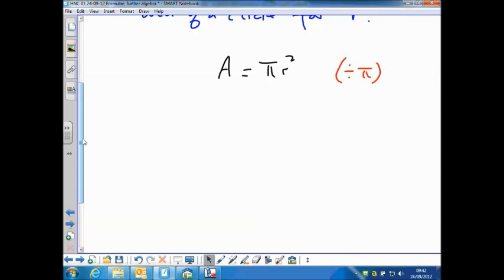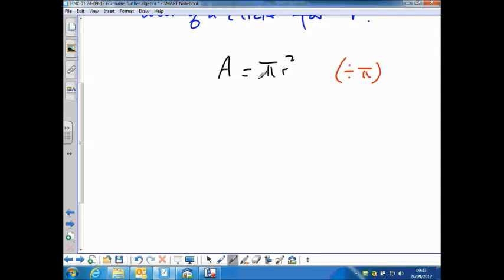Because if I divide this side by pi, the pis cancel. I'm left just with the r squared. That's what we're doing. But if I divide this side by pi to get rid of it, what must I do to the other side? The same. And that's the key thing to remember. I can do anything to a formula so long as I do the same thing to both sides. It can't be wrong. It's not necessarily useful, but it won't be wrong.